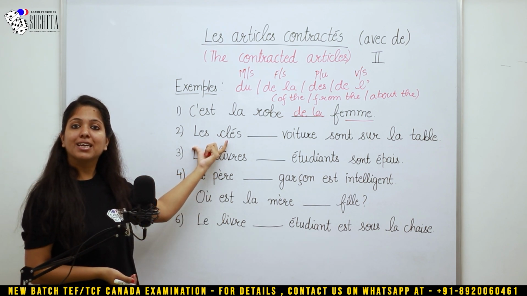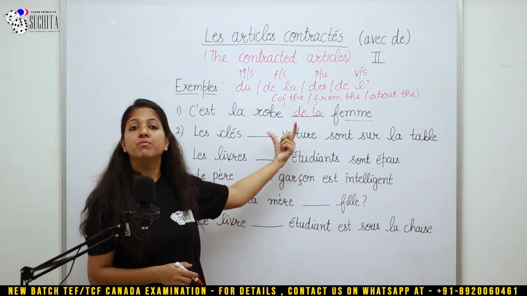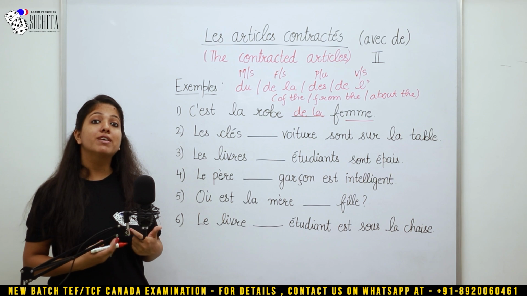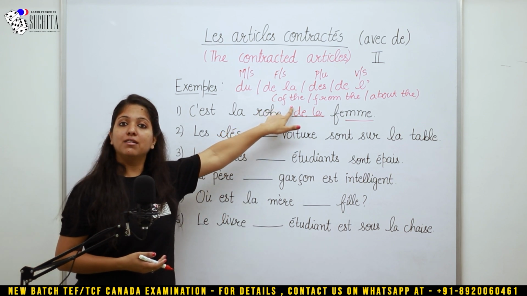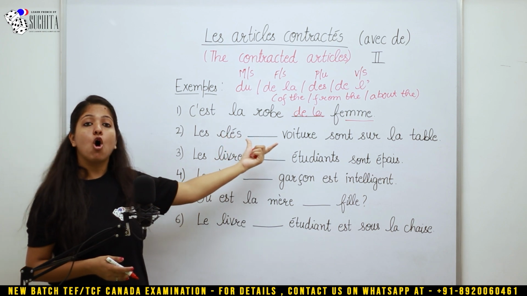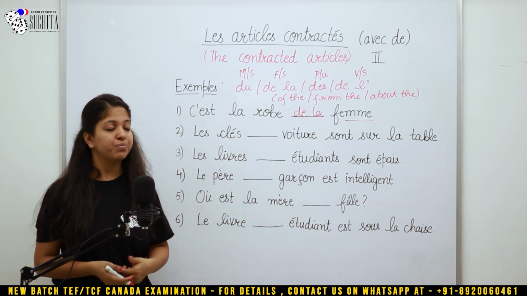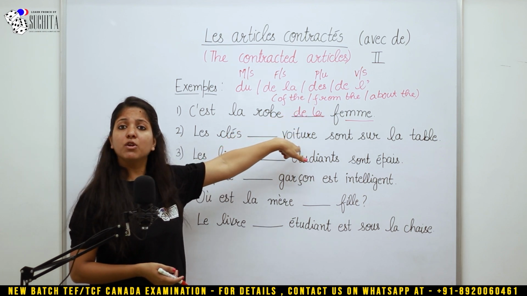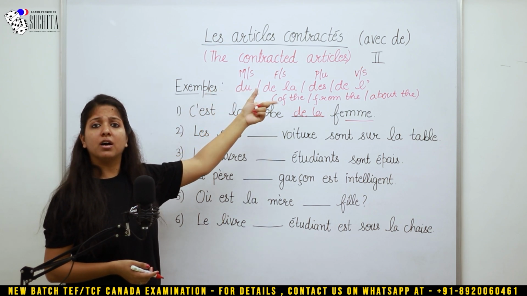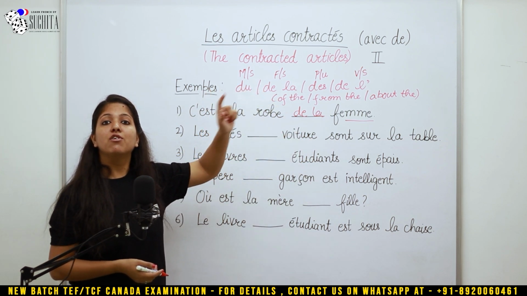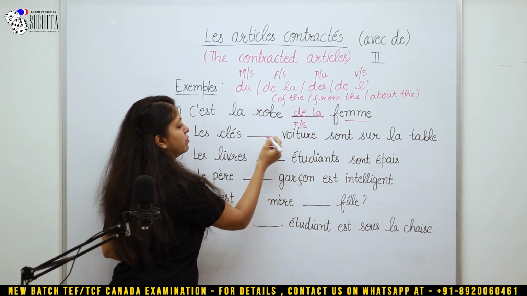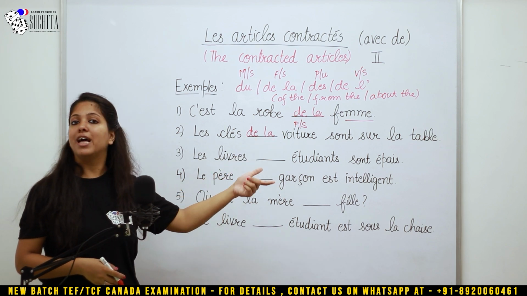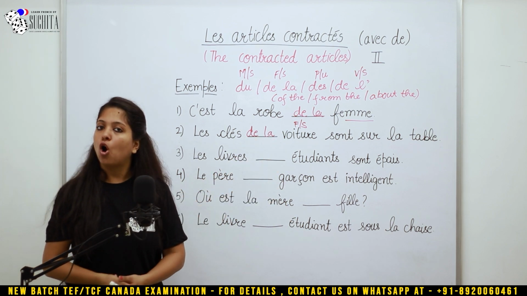Again, les clés, that means the keys, voiture, sont sur la table. The keys, what will you say in English? The keys of the car, so the meaning is perfectly alright. The keys of the car are on the table. Now the word voiture, is it plural? No. Does it begin with a vowel? No. Masculine or féminin? It ends with E, so of course it is féminin. Les clés de la voiture sont sur la table. The keys of the car are on the table.